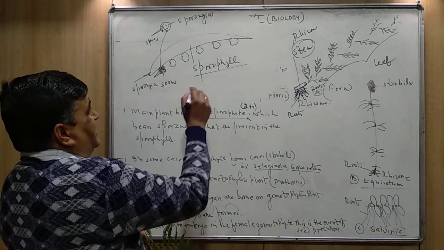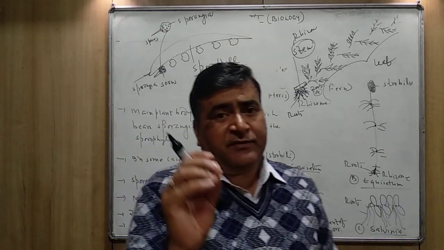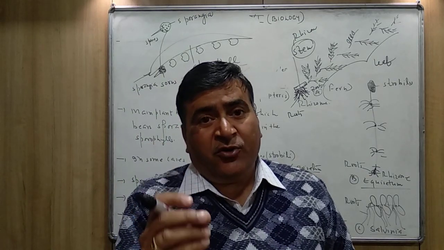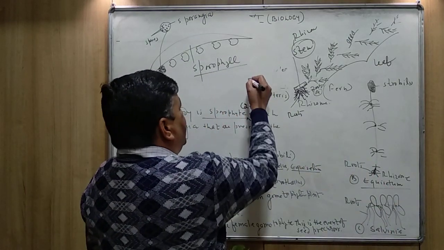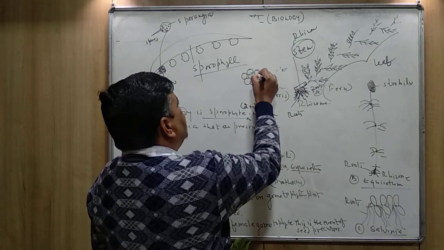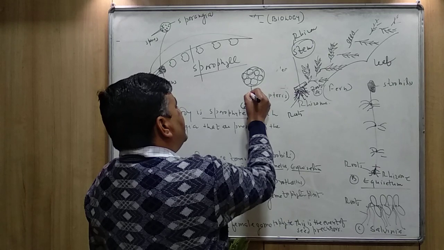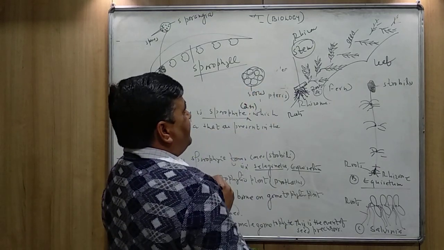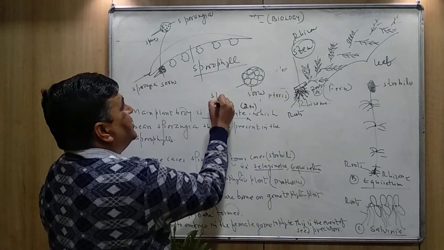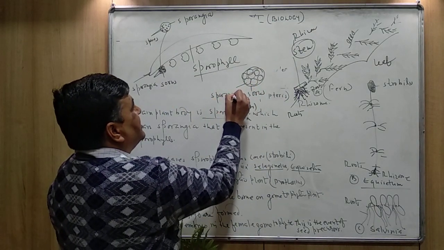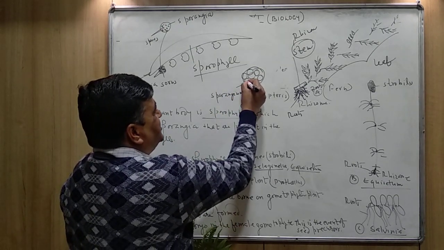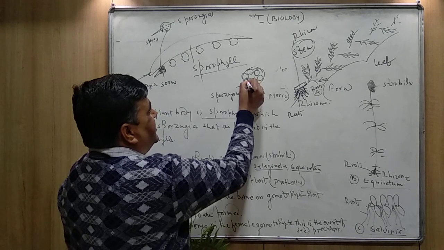It's very, very important. You must differentiate what is sorus, what is sporangia, what are spores. The group of sporangia is called sorus. The individual one is called sporangia, or you can say sporangium. And inside the sporangium, so many spores are present.